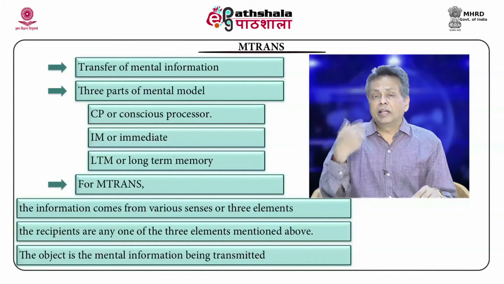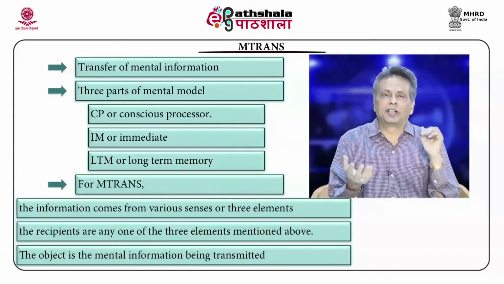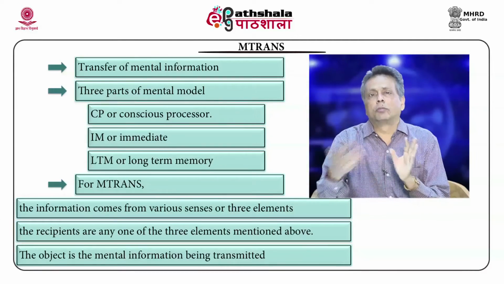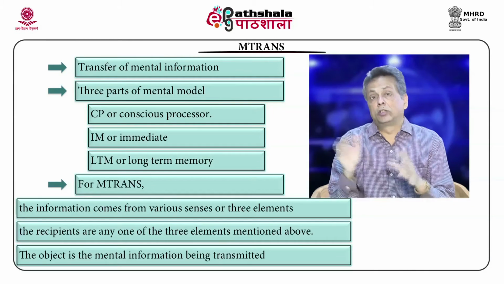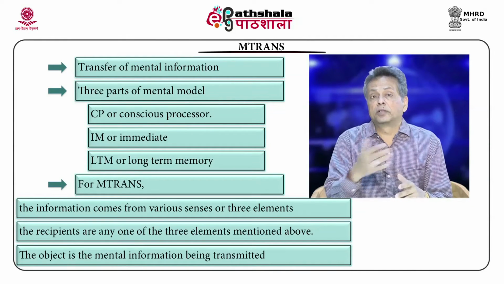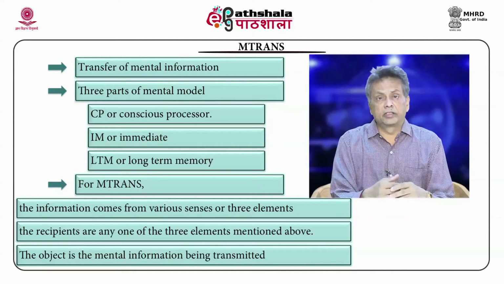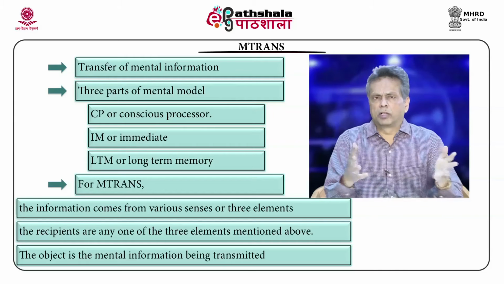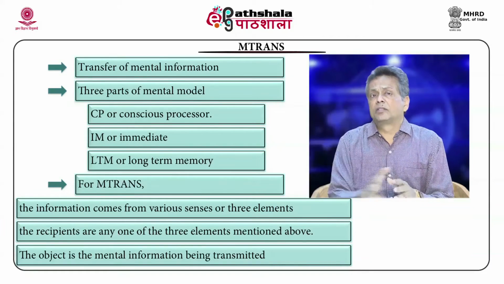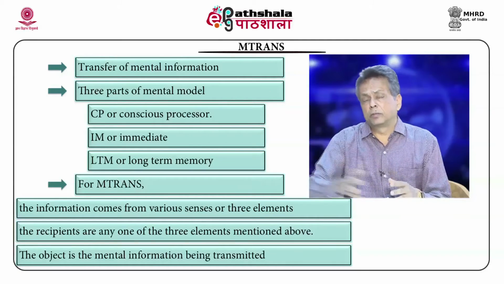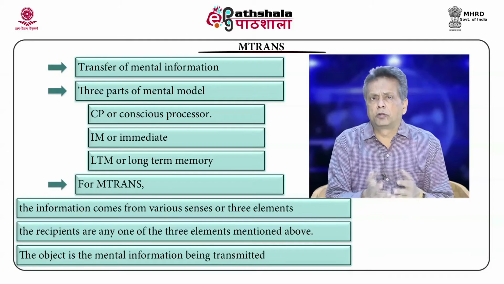So when I am reading, basically it is MTRANSing information from that newspaper to the CP, and once the CP reads it, it might use short term memory for processing and then transfer that to long term memory. This is what is represented. Whenever a word like read, listen, or hear is used, where mental information is being transferred, MTRANS is used. We will see some examples of how to use this form, but this is a basic primitive you must understand.